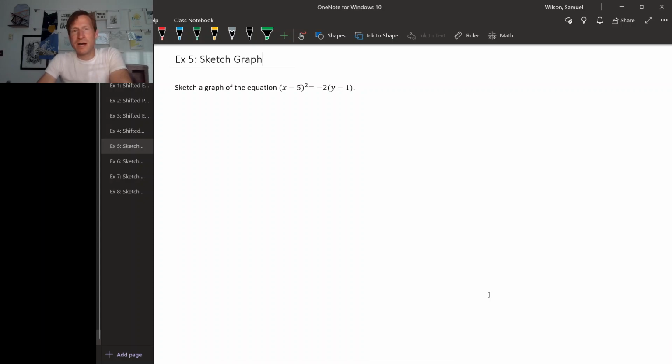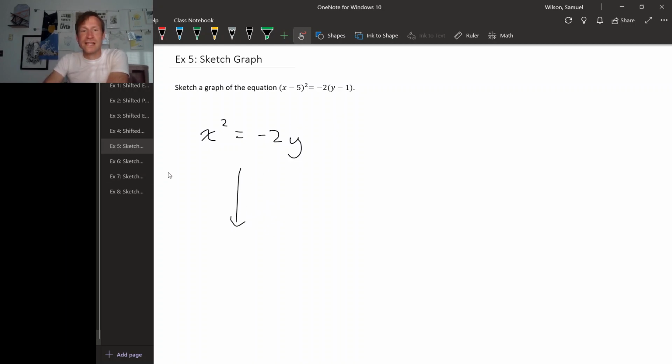Let's use what we know about shifting conic sections to sketch some graphs. For our first example, let's sketch the graph of this equation, (x − 5)² = −2(y − 1). So the thing to notice is that this looks just like the equation x² = −2y, except there's been some shifts that have happened.